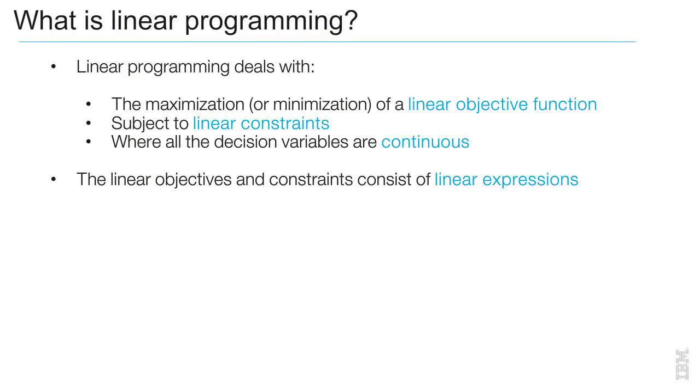Linear programming deals with the maximization or minimization of a linear objective function subject to linear constraints where all the decision variables are continuous. The linear objective and constraints consist of linear expressions. The constraints are expressed as equalities or inequalities with linear expressions on either side. The decision variables, being continuous, take their values from the set of real numbers.